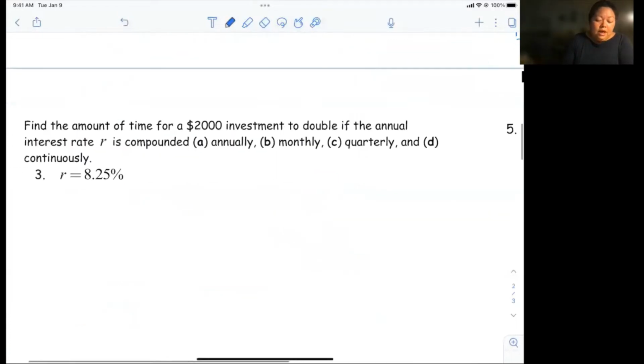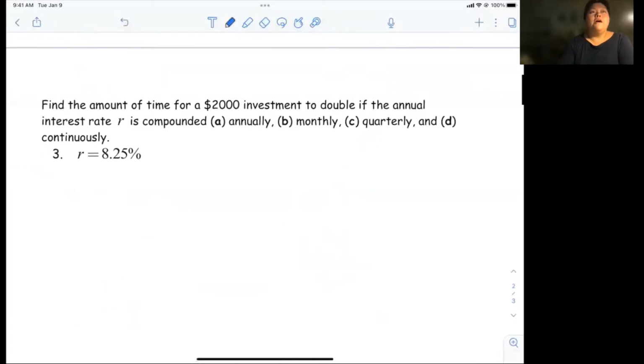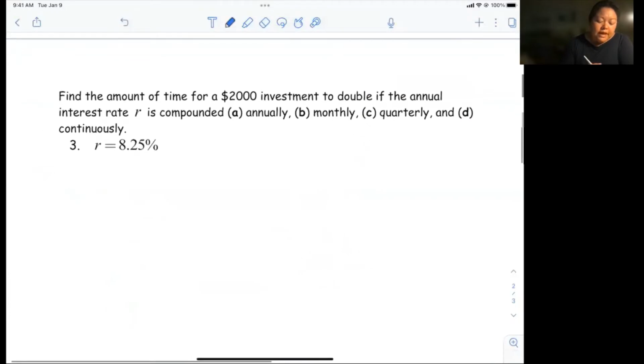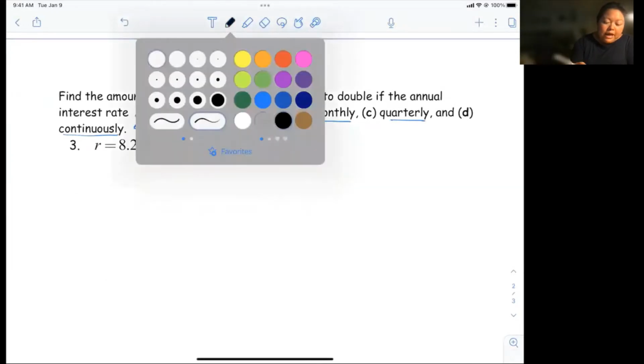Okay. All right, our favorite, we have our word problems to really see how this is being used. All right, so it says find the amount of time for a $2,000 investment to double if the annual interest rate is compounded annually, monthly, quarterly, and continuously. So I reminded you what the formula is for continuously. That's the Pert formula. The other 3 have the formula where your final amount is equal to P times (1 plus r over n) to the t times n. r is the rate, your interest rate. n is how many times it's compounded. Okay, so we're going to use that for parts A, B, and C.